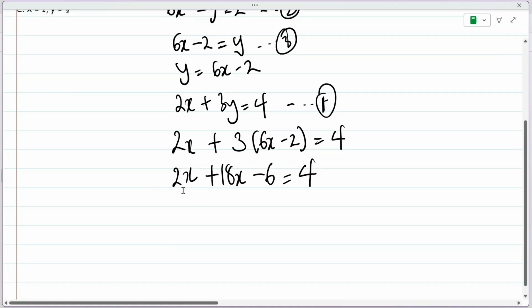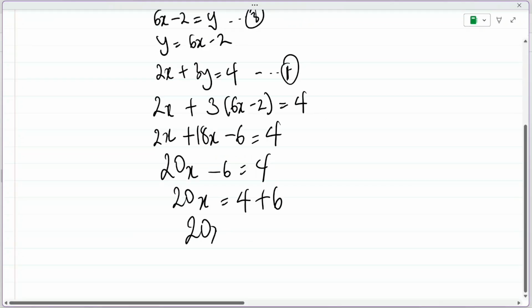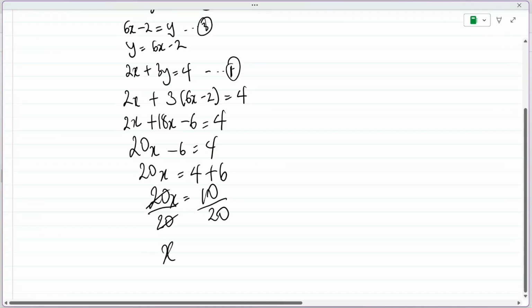On the next line, we add our x's. We have 2x plus 18x, that's 2 plus 18, that's 20 with the x. That's 20x minus 6 equals 4. On the next line, 20x equals 4 minus 6 crosses to the other side of the equals sign, it turns to plus 6. We have 20x equals 6 plus 4, that's 10. We're looking for x, so we divide both sides by 20. That's the coefficient of x. 20 cancels 20, x equals 10 divided by 20. You can say 0 cancels 0, x is half.